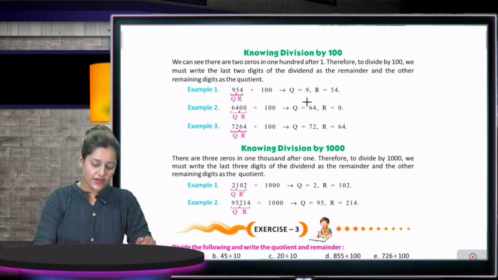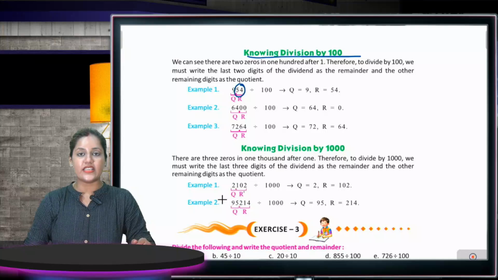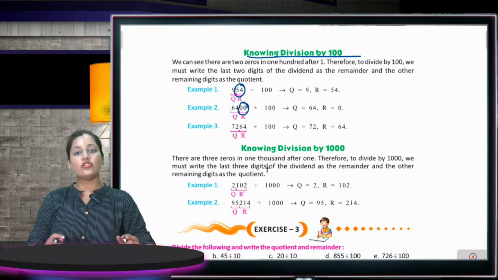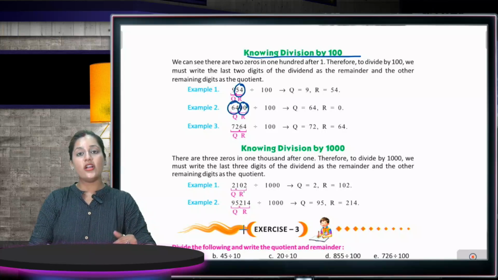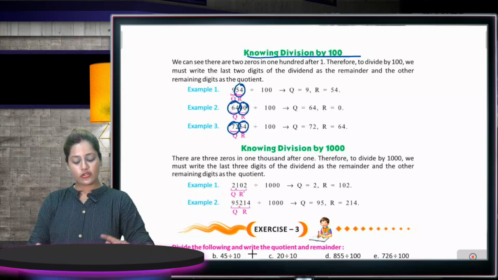Knowing division by 100. In the same way, in 100, you have to put 2 digits as a remainder and the left ones as a quotient. Like 6400, so 00 is a remainder and 64 is your quotient. 64 is your remainder and 72 is your quotient.